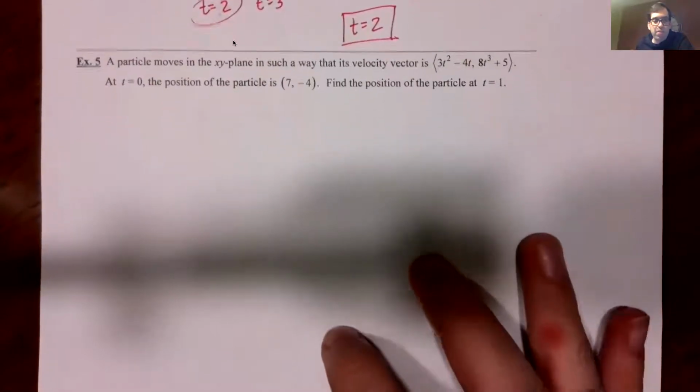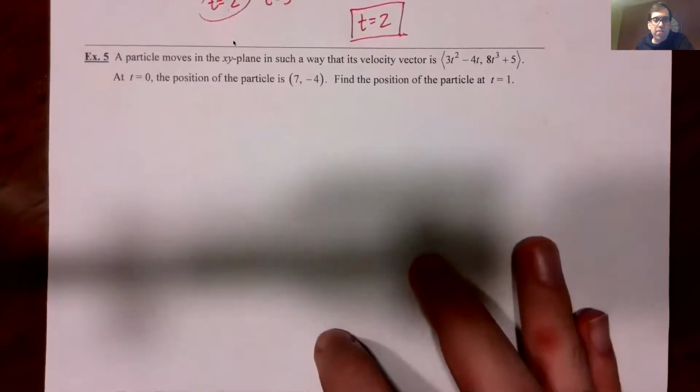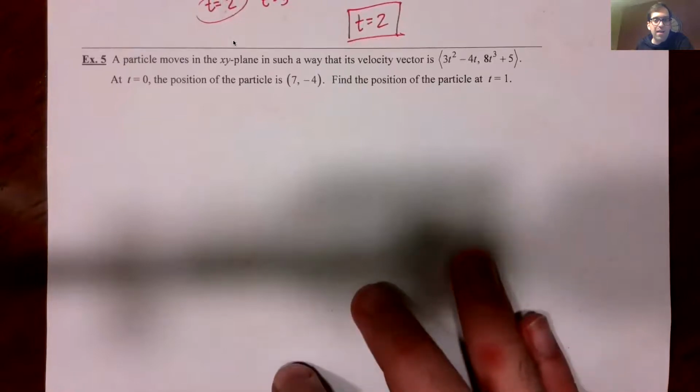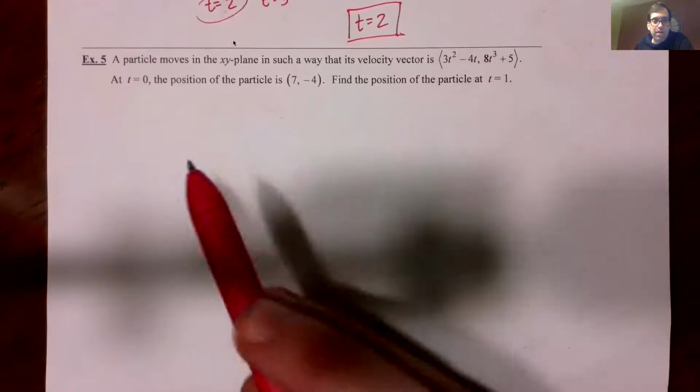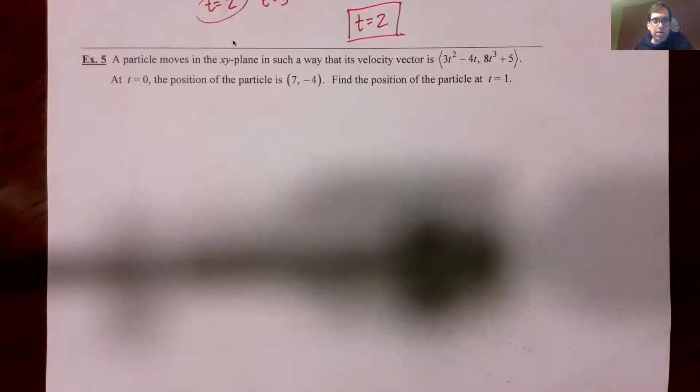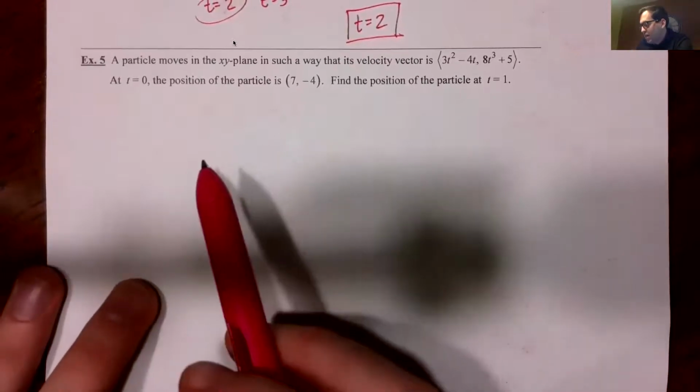Final example, example 5. A particle moves in the xy plane in such a way that its velocity vector is given. At t equals 0, the position of the particle is 7, -4. Find the position of the particle at t equals 1. All right, we know what to do here. We're going to think about the x and the y separately.